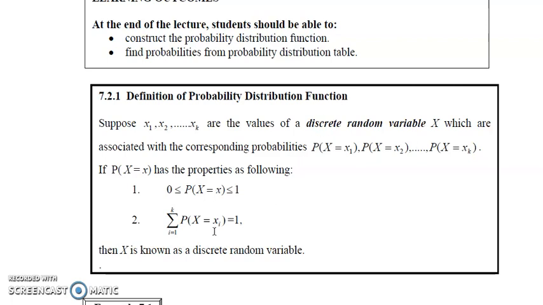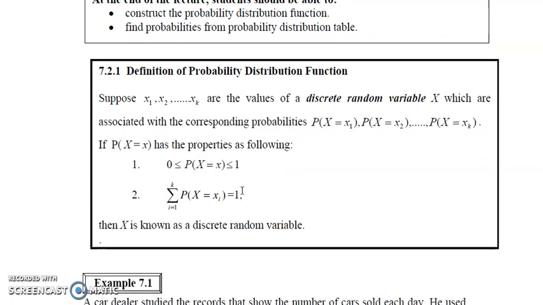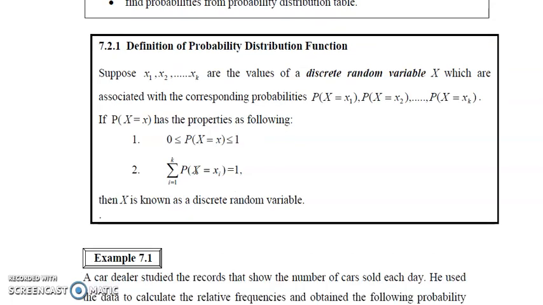We'll be having these two properties. You must make sure the probability distribution function, P(X = x), must be between 0 and 1. It can either be equal to 0 or equal to 1 here, but it must be between 0 and 1 only. And the second one is that the summation of the probability distribution function must be equal to 1. Let's proceed because we already discussed this one.